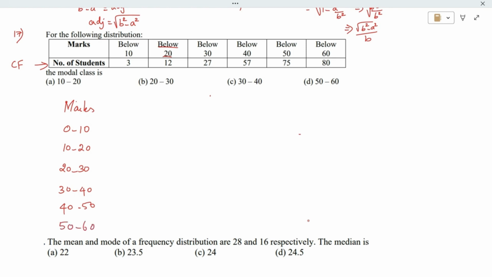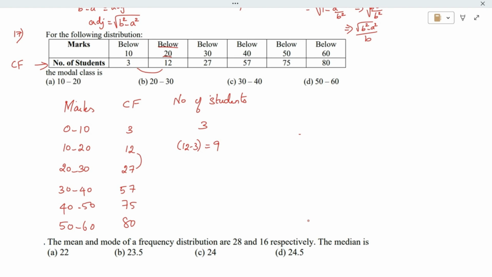isn't it? So first let me write the cumulative frequency which is given here. 3, 12, 27, 57, 75, and 80. Now I need to find the proper number of students for this interval. Okay, 0 to 10 is 3, so I'm just keeping it as it is. 10 to 20. So see here, below 20 is including below 10, right? Now I need only 10 to 20, so I have to subtract. So 12 minus 3, that is equal to 9, isn't it?